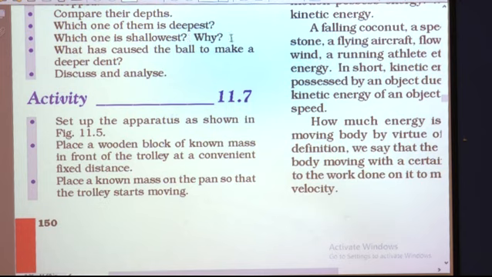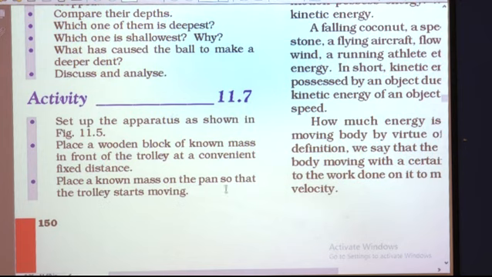Why? Because a moving ball has some energy, and that energy gets transferred to the sand bed when it falls on it. When the ball is dropped from a height of 1.5 meters, it has to move through that much height, so it has more energy, whereas the ball dropped from just 25 centimeters has less energy in it. What has caused the ball to make a deeper dent? It is the kinetic energy present in the ball that makes the deeper dent.